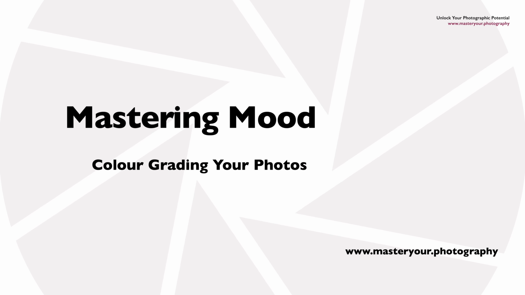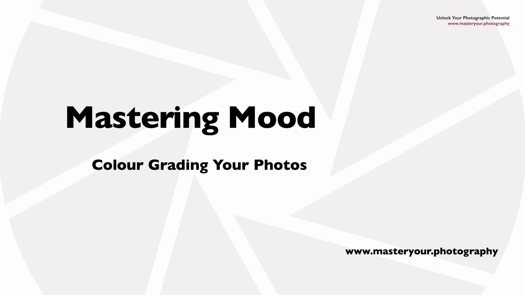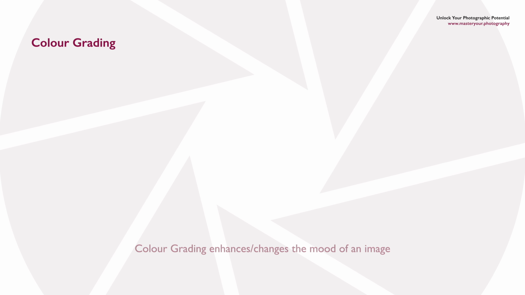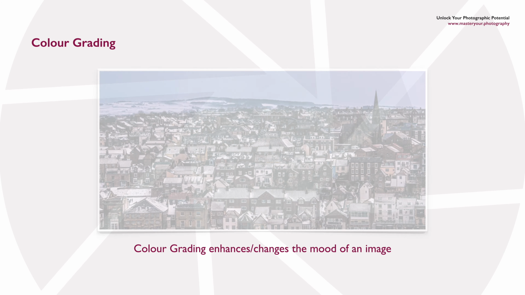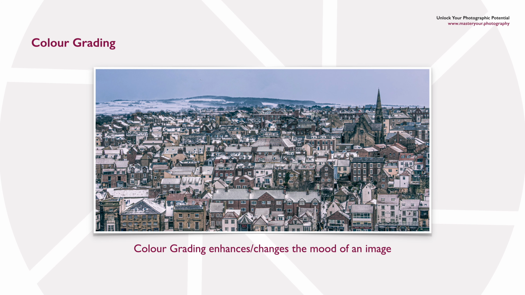Colour grading is one of the best ways to actually change the mood of your images. What we mean by colour grading is we go beyond the basic colour correction and focus on creative expression by tweaking either individual colours within an image or changing the overall colour balance of the image. In this image, for example, the tone is very blue, and that's been done deliberately to make it feel colder than it actually was. Actually, it was cold.